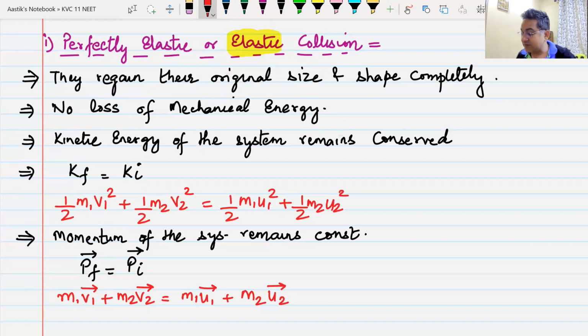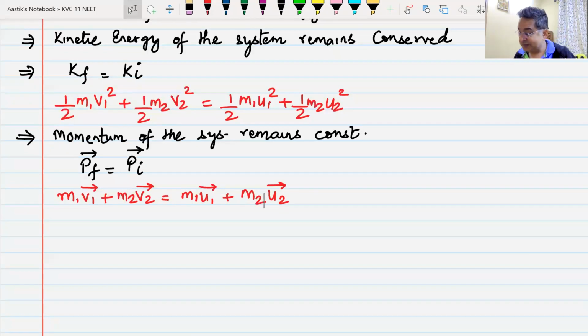Are you able to understand what I'm writing here? All these points are written systematically one after the other. I hope you are noting it down. We move on to the next point.